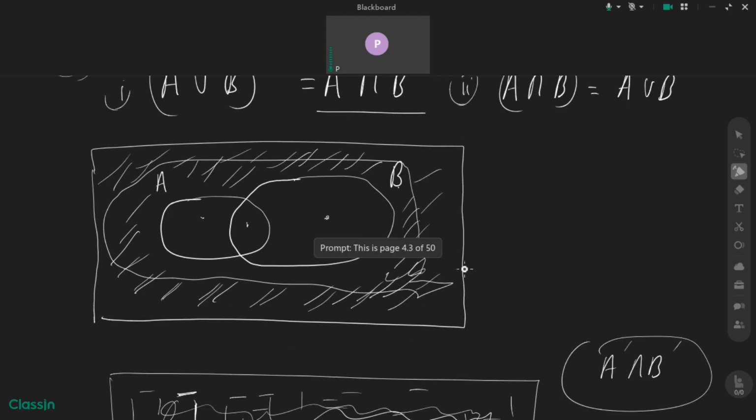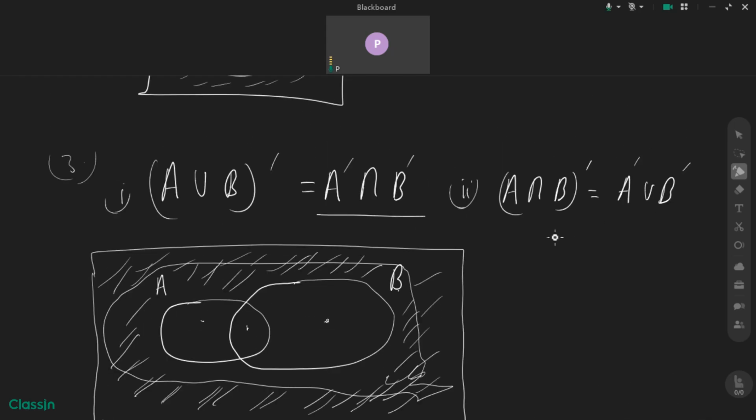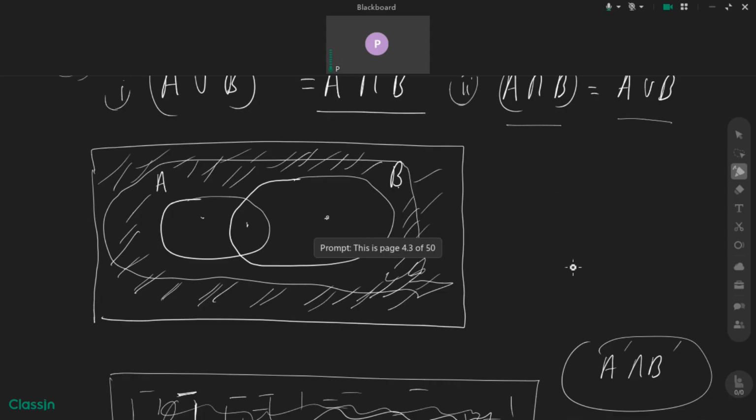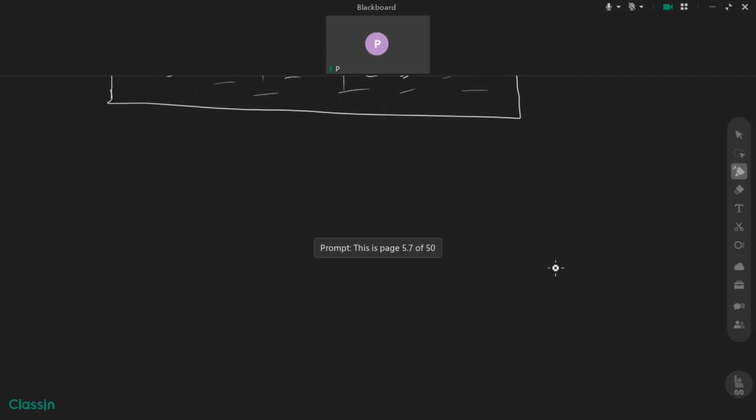Similarly, we can prove the second part that says A intersection B whole complement is equal to A complement union B complement. So these are De Morgan's laws. Let's move to the next one.